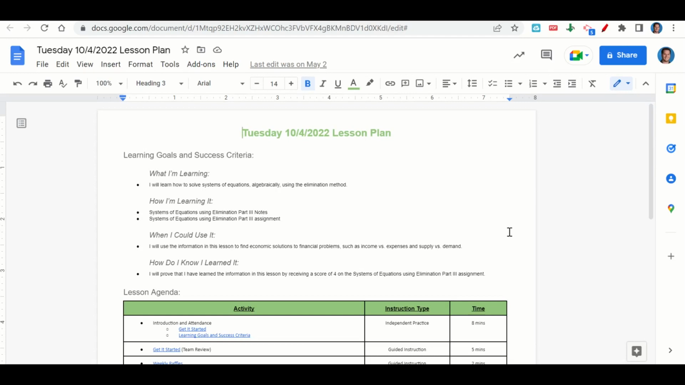First, what are we learning? We're learning how to solve systems of equations algebraically using the elimination method. How are we learning it? Through the systems of equations using Elimination Part III notes and the systems of equations using Elimination Part III assignment. When can we use this information? To find economic solutions to financial problems such as income versus expenses and supply versus demand. How do you know you learned it? By getting a score of 4 on the systems of equations using Elimination Part III assignment.